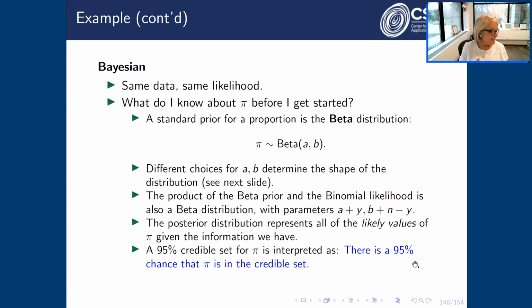Notice the difference. In the frequentist case, the interpretation was, if I were to compute 100 confidence intervals, then 95 of those would cover the true value of theta, of pi. Here we say, I have one interval and the chance that pi is in this interval is 95%. It's quite different. And this is what everybody wants to say, because this is the way we think. We don't think in terms of having 100 confidence intervals.